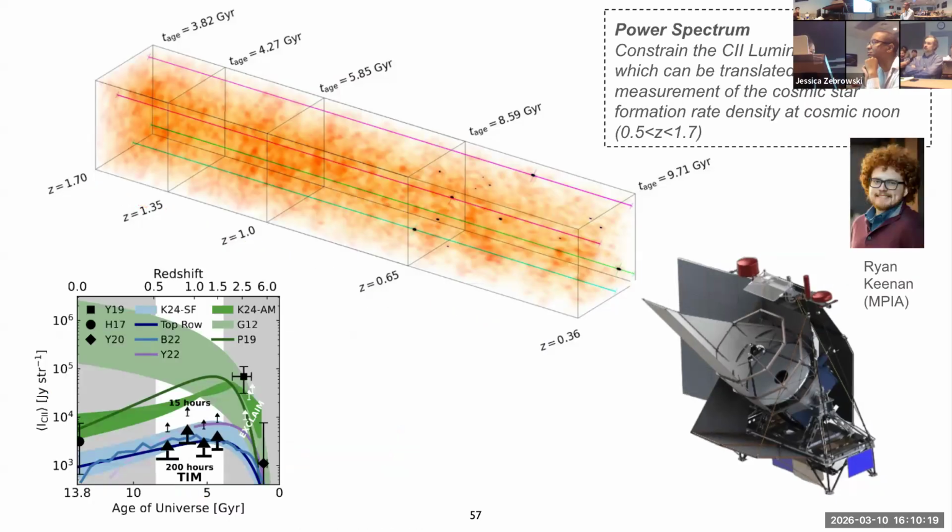But of course, the heart of line intensity mapping, what we hope to do, is do an auto power spectrum, just totally internally to our data. You can see in this forecast from Ryan Keenan, you can constrain the [CII] luminosity function, which can then be translated into a measurement of the cosmic star formation rate density at cosmic noon.